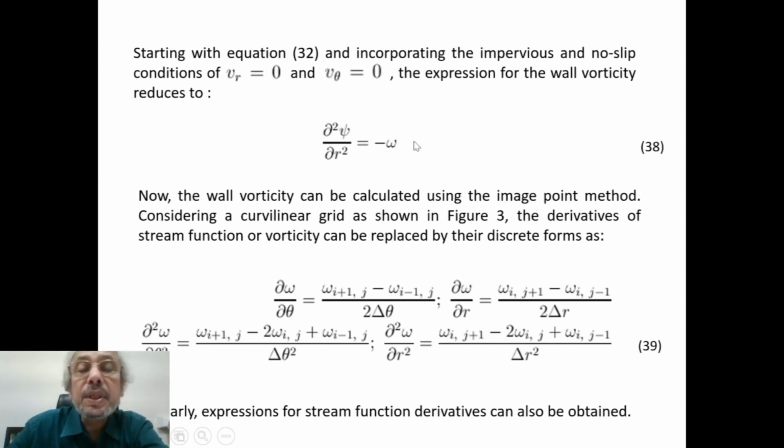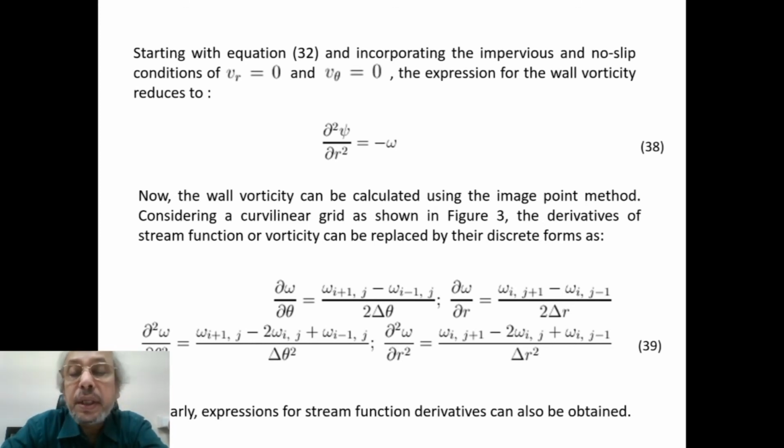This becomes the form of the equation at the impervious and no slip condition. That means it is on the wall. Now the wall vorticity can be calculated using the image point method that we mentioned while deriving equation 14. You may have a look into it. The same strategy can be followed.